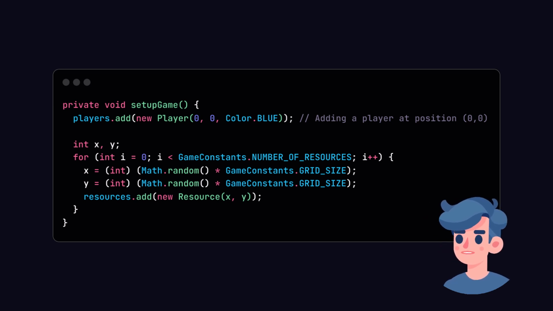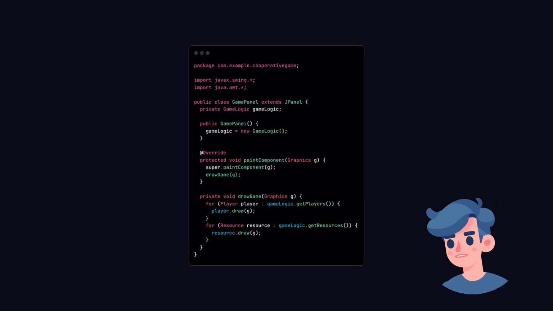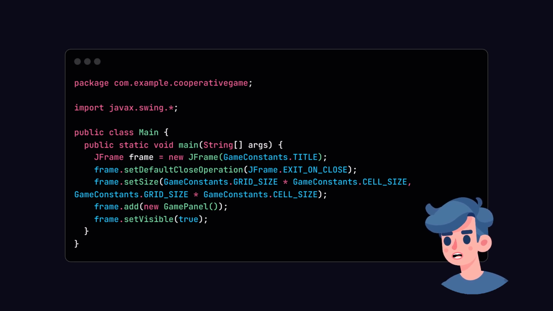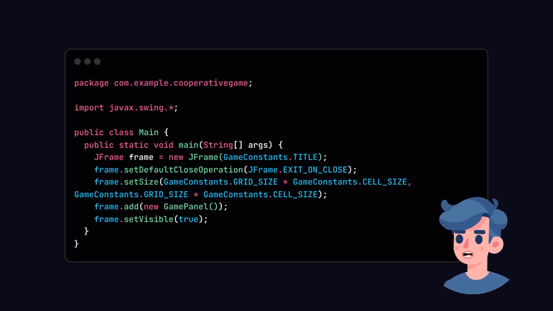Now let's implement the setupGame method to initialize our players and resources. With our setup method, we're adding one player at the top left corner of the grid and randomly placing the resources. Very nice. Now it's time to implement the GamePanel class to create the game interface. This is where we'll set up our main drawing area. In the GamePanel class, we're overriding the paintComponent method, where we'll draw our players and resources using the drawGame method. We've instantiated the GameLogic class to manage the game state in the background.